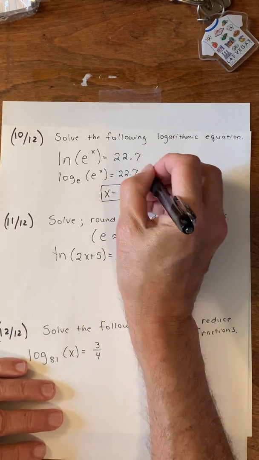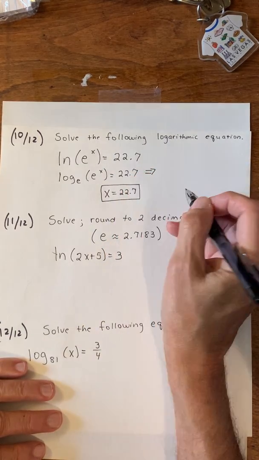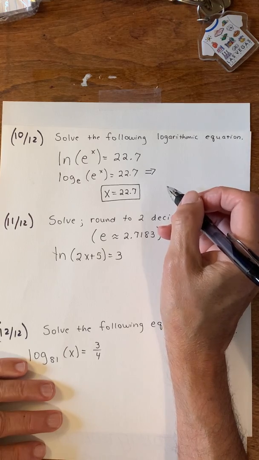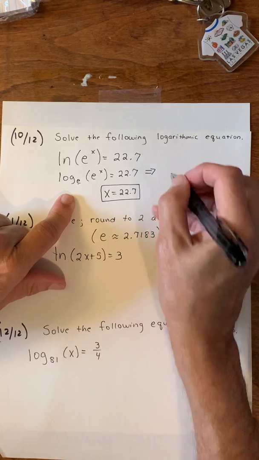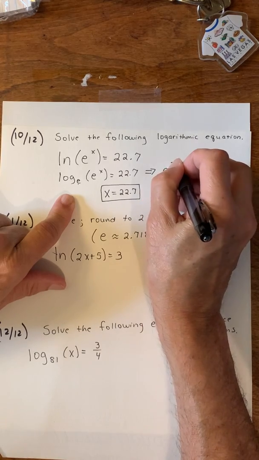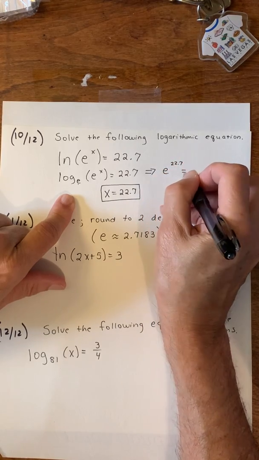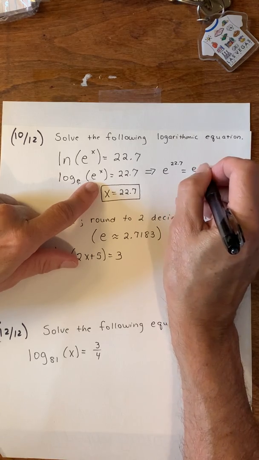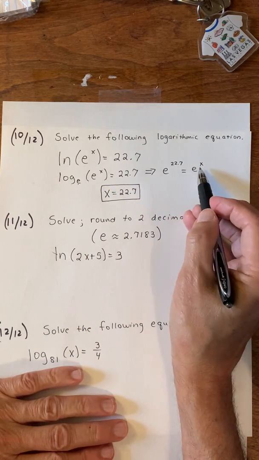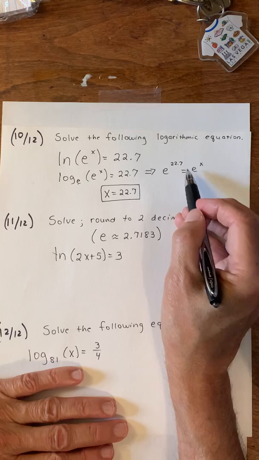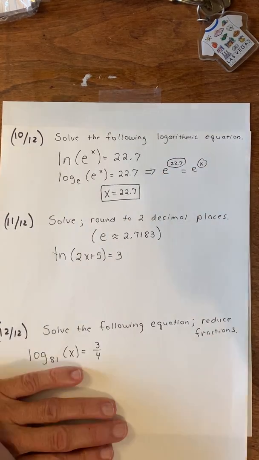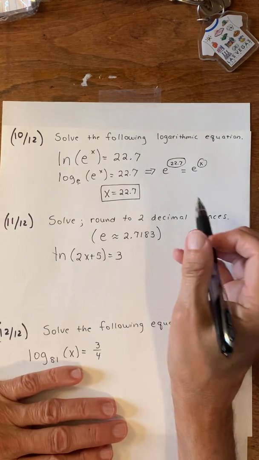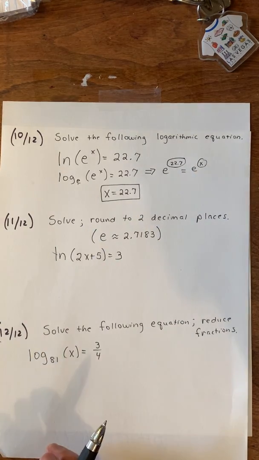Another way to think of it, if you translated this into an exponential equation, I would say e to the 22.7 is the same as e to the x. Look at that. Identical bases, my exponents must be equivalent. Either way, you're going to get x is 22.7.